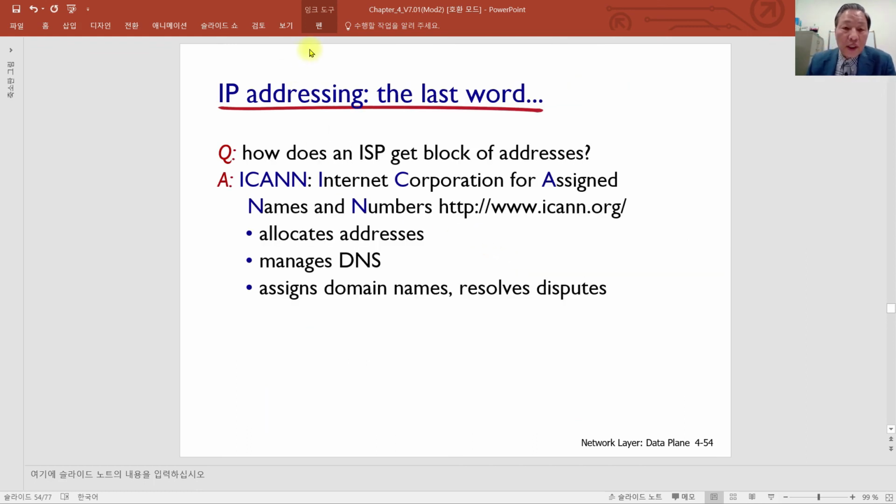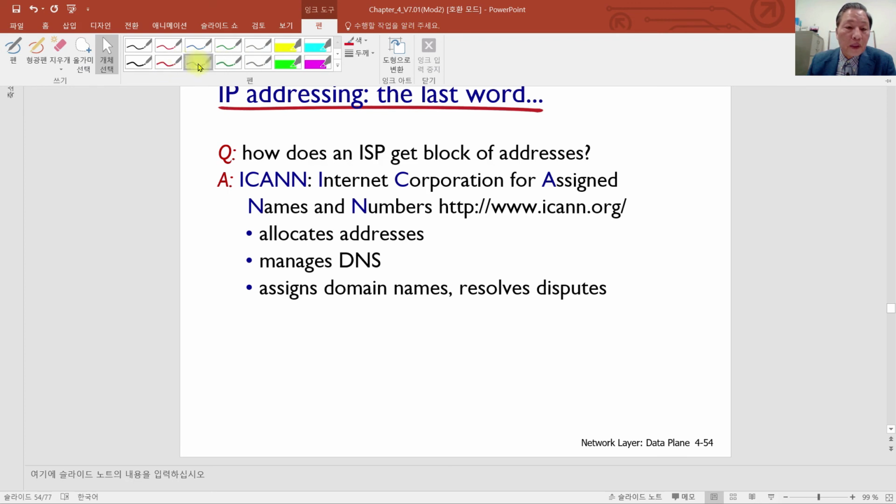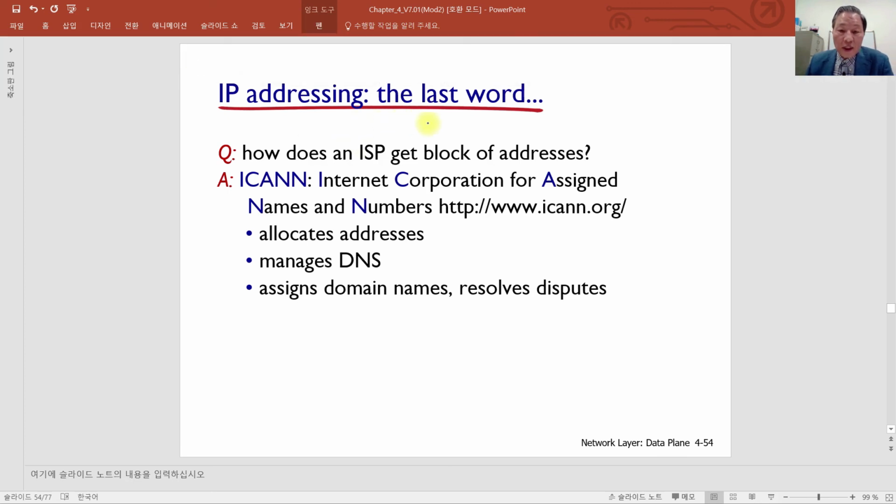Okay, this one is explaining the final words for this IP addressing scheme. IP addressing, the last word. How does an internet service provider get a block of addresses? Think about your internet service provider. How is that ISP getting that IP address block?